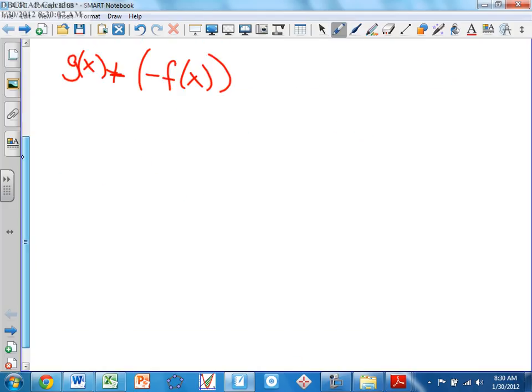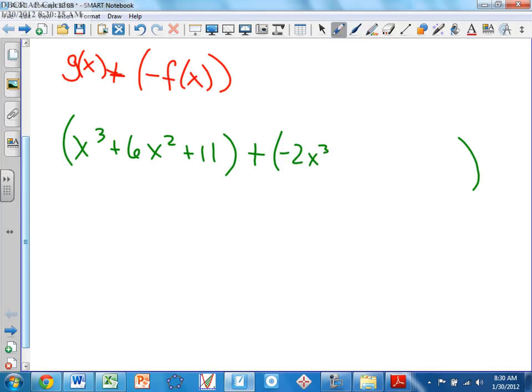All right, if you do this, here's what you will see. You're going to have g of x, which is x cubed plus 6x squared plus 11, plus, now, again, I'm simply going to switch all the signs in f of x, that's it. Negative 2x cubed plus 5x squared minus 3x plus 9. And now combine like terms. Okay, it's much easier to do it this way.